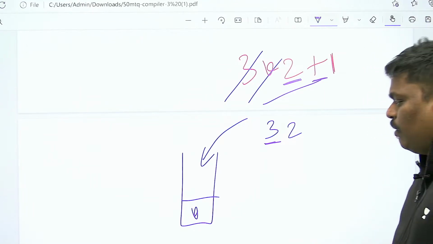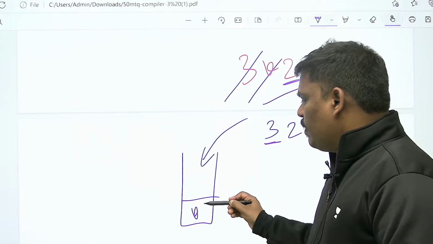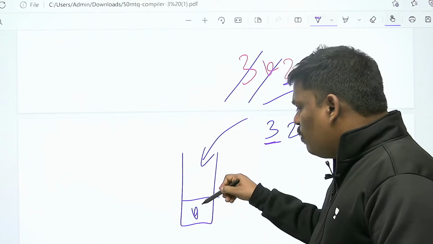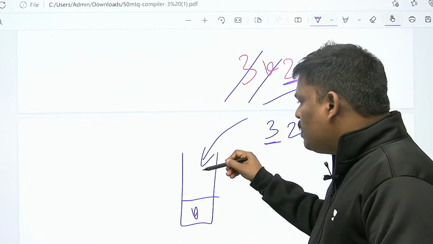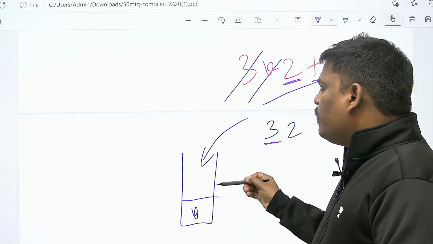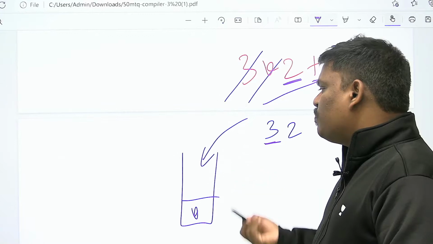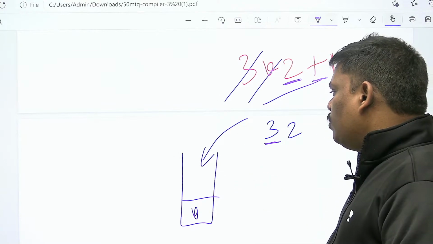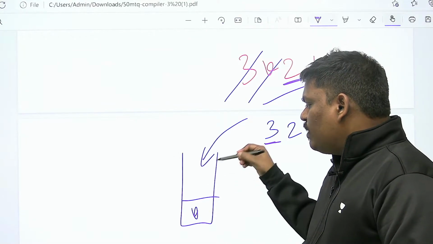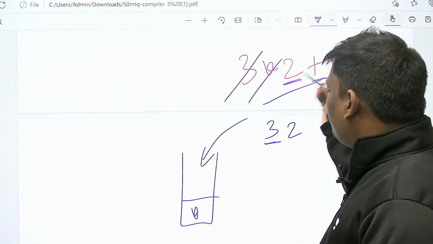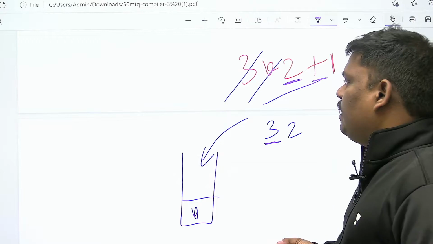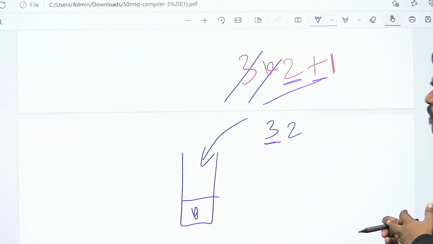But remember, listen, remember everyone. Suppose I push the star operator now. Who is on the top of the stack? Plus is there. Whoever is on the top of the stack has the highest priority, because of the stack property, last in first out. Now listen, star operator and plus operator, who has the highest priority?